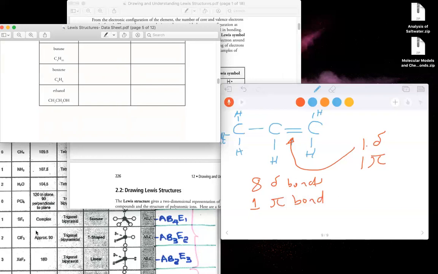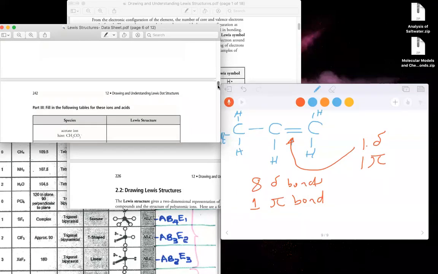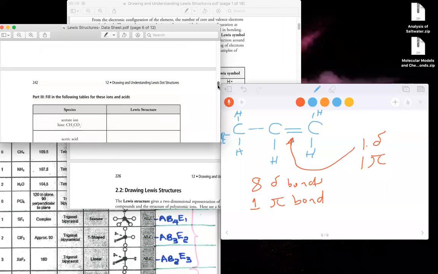So let's see, part 3. It's similar to part 1. Part 3 is similar to part 1 in the sense that we'll go back to counting the total valence electrons, drawing the skeleton of the molecule, and the central atom. But this time around, we will be working with ions, and remember, ions are either positively charged or negatively charged.